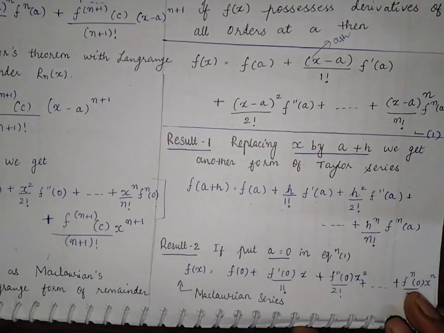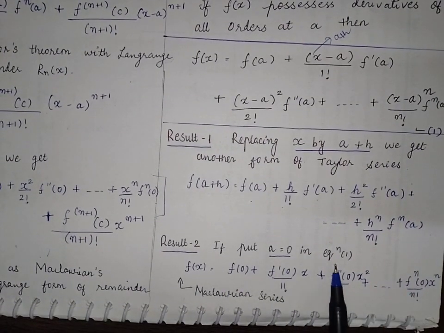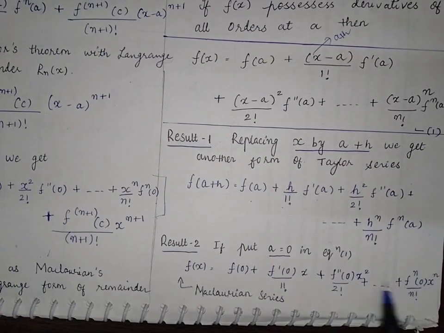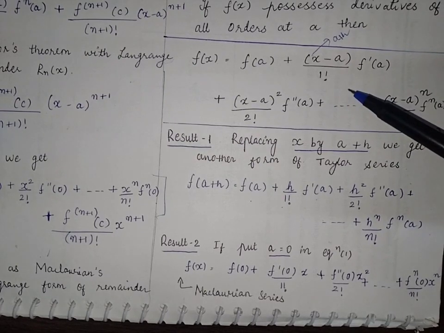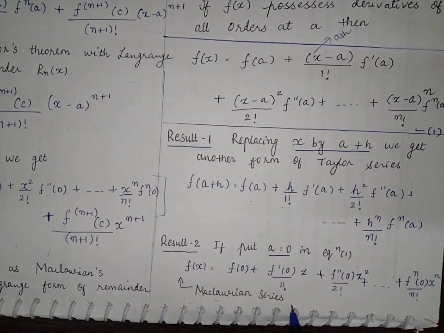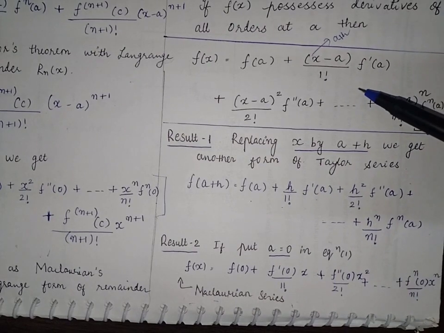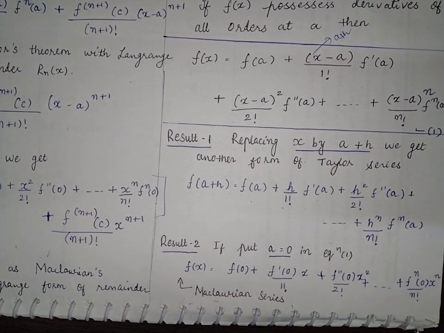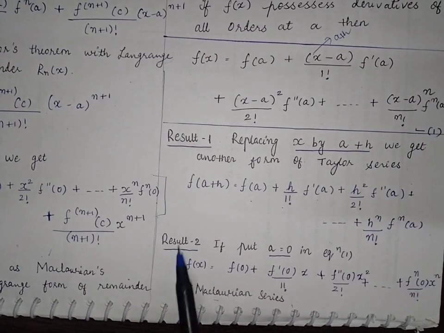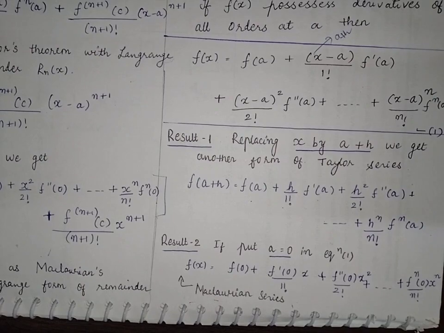And another result will be if we put a equal to 0 in this equation. We have already studied that if we put a equal to 0 in equation 1, then we will get the series called the Maclaurin series. Whenever we put 0 in this and get a series, what do we call that series? Maclaurin series. So this is our Maclaurin series. This is the main difference between Taylor series and Maclaurin series. They are both the same, but in Maclaurin series you have to put a equal to 0. So you will get this series, and that is called Maclaurin series.